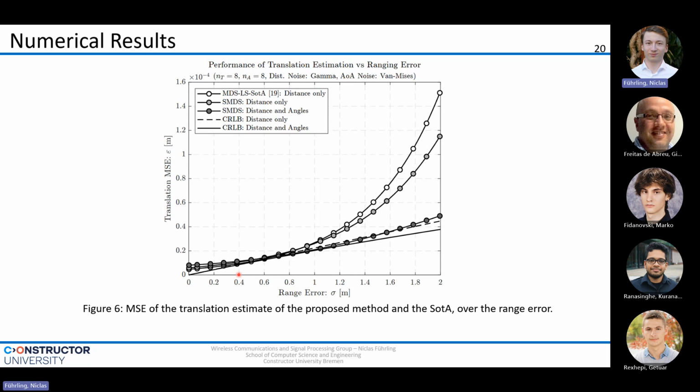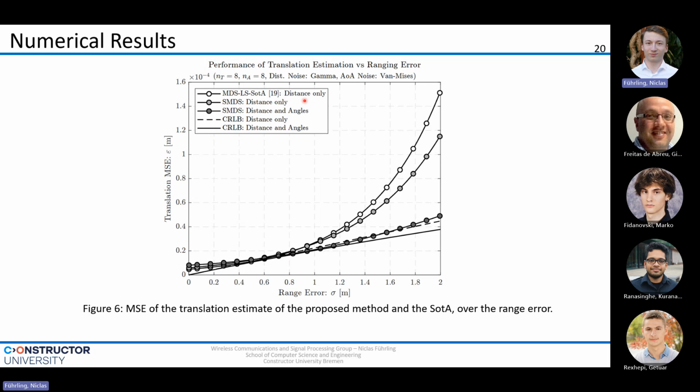The first one is the estimate of the translation, where now we want to compare it to the state of the art, which is exactly what we showed before, so the least square approach. But you can see we have multiple lines here. What does it mean? The first one is the state of the art with distance measurements only. The second one is SMDS with distance only. And the third one is SMDS with distance and angles.